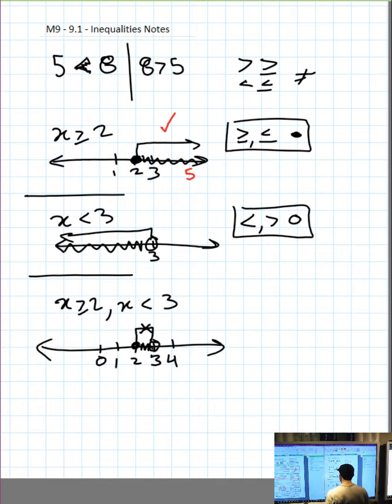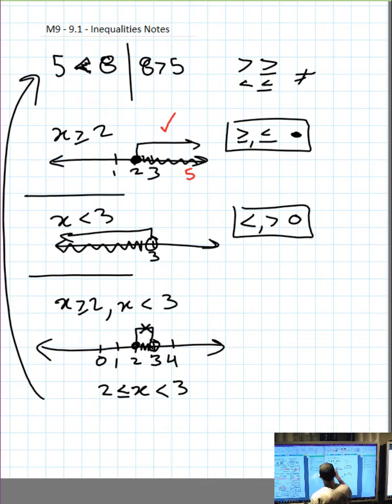So that above, x is greater than or equal to 2 and x is less than 3, we want to write like a between. In order to write a between, we're always going to write smaller number, less than, variable, less than, bigger number. And the 2 is equal to, so we're going to say that. And that's just mirrored like we saw above. But this is what we're going to call a between.